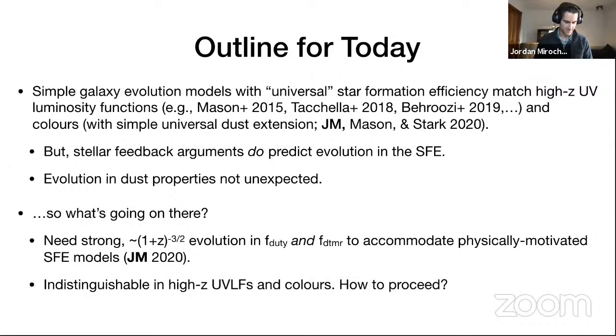The bad thing is that this is a bit of a fine-tuning problem. These different models can always fit the luminosity functions and colors. And so I hope we have some time to discuss at the end how we might proceed.